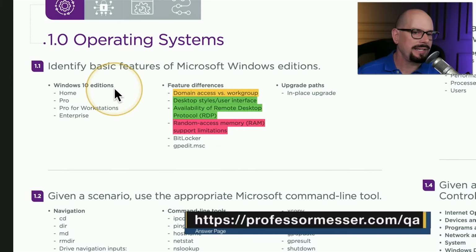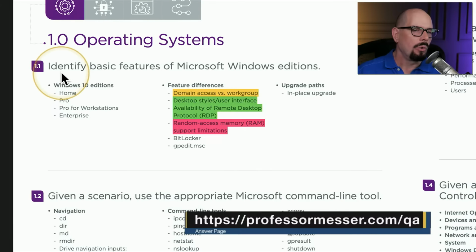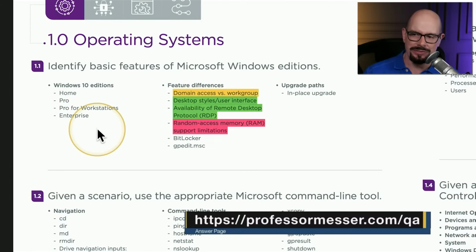So Windows 10 editions, Windows 10 Home, Windows 10 Pro, Pro for Workstations, and Enterprise. They really don't tell you what basic features they're talking about in those editions of Windows. So the question is a valid one. Well, how do I know what to study?